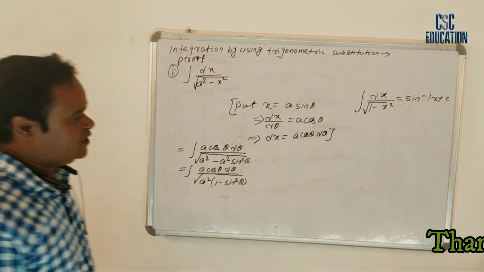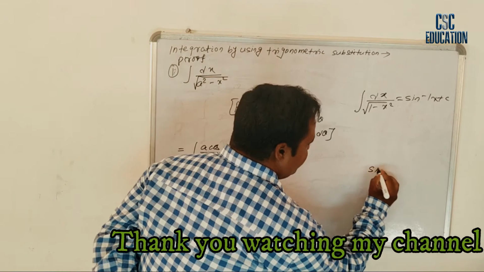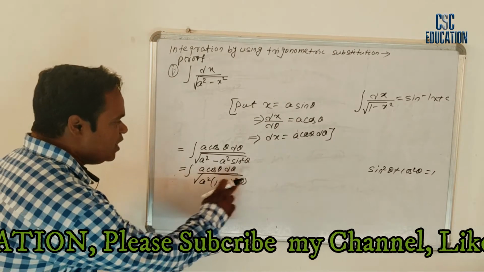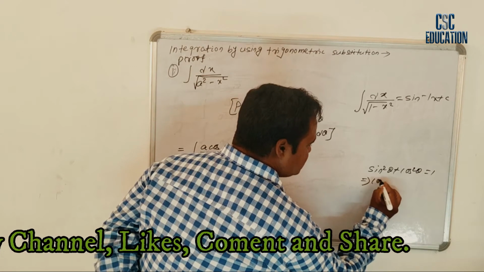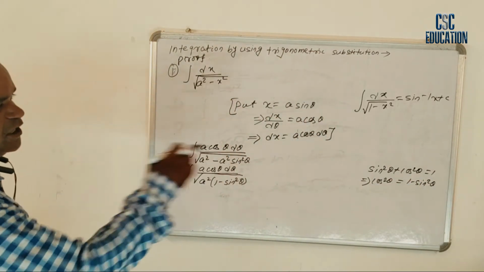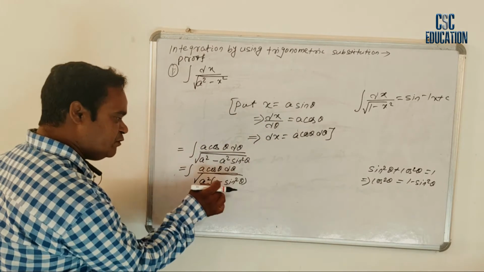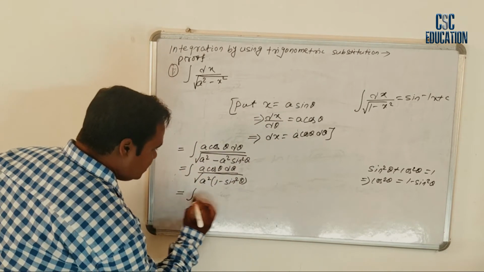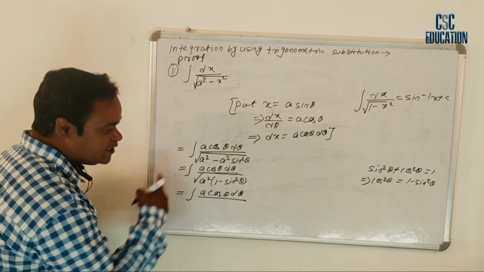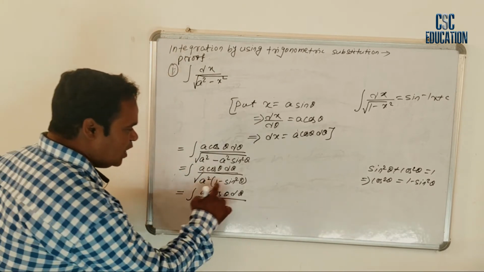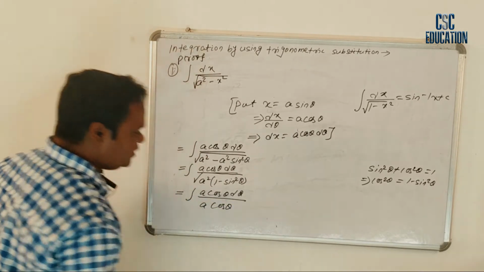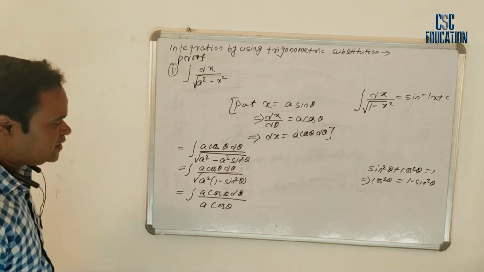But here we have 1 minus sine square theta, and in the square relations we know that sine square theta plus cos square theta equals 1. So we convert 1 minus sine square theta: cos square theta equals 1 minus sine square theta. Substituting the value in this equation, this equals the integration of a cos theta d theta divided by the square root of a square cos square theta, that is a cos theta. So here a cancels and cos theta cancels out.